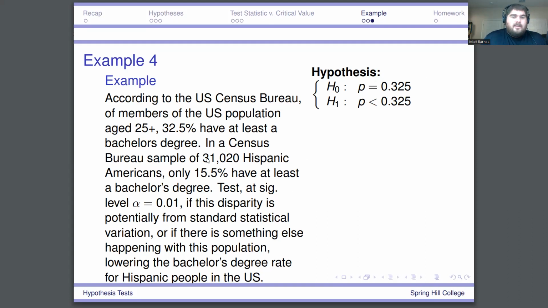Now, clearly, from our sample, this is lower, right? 15.5%. So we have to figure out whether that's a statistical anomaly, if we just got a weird sample when we did this, or if there's something else going on. Either way, our hypothesis is that we actually think that fewer Hispanic Americans have a bachelor's degree, on average, than all of America. So we would say, we think the proportion of Hispanic Americans with bachelor's degrees is lower than what we're being told. So hence the less than here.